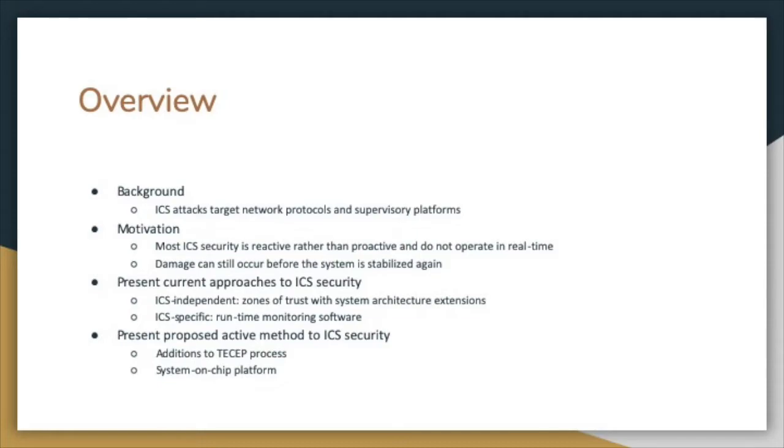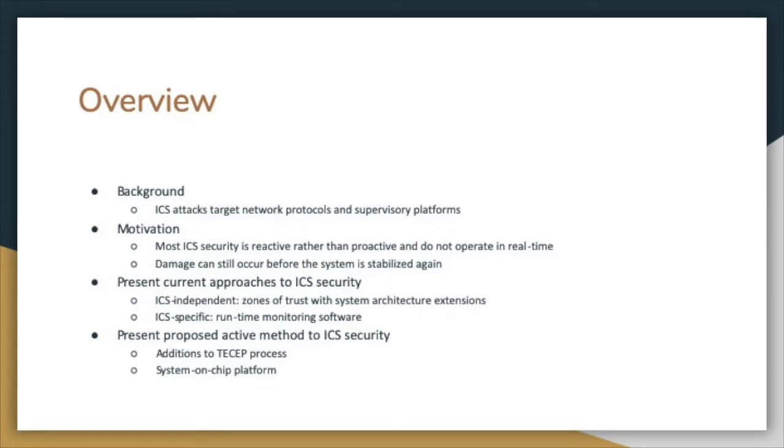Just as a quick overview for the rest of the presentation, I'll be going over the background, motivation, current approaches to ICS security, and the novel security approach presented in this paper. In terms of background, when it comes to industrial control systems, there is a potential for large-scale disruption and destruction caused by malicious reprogramming of process control systems.